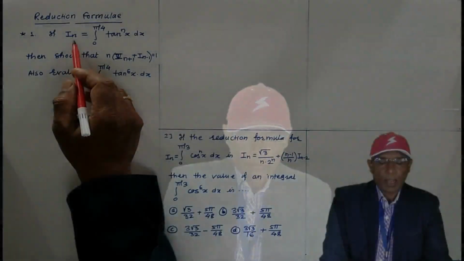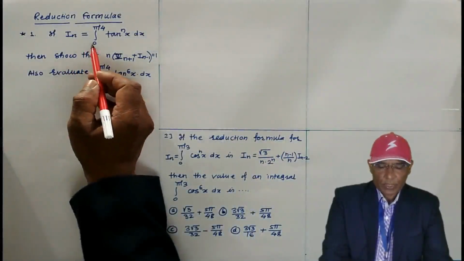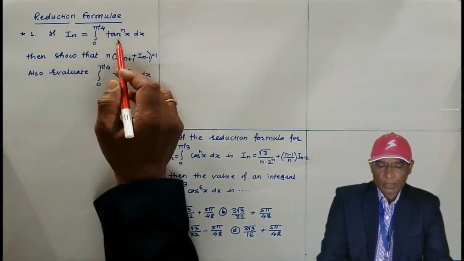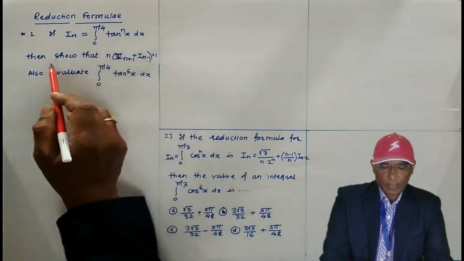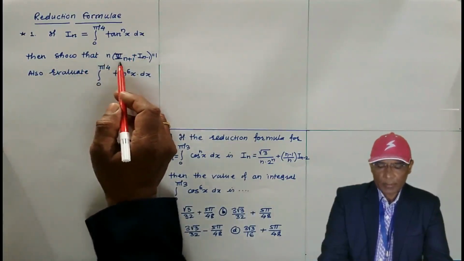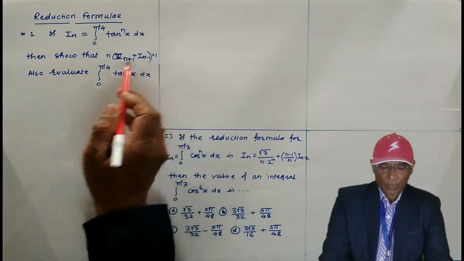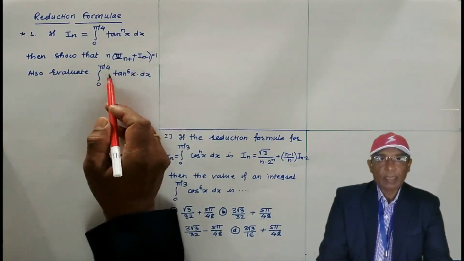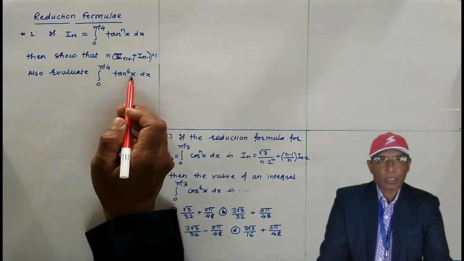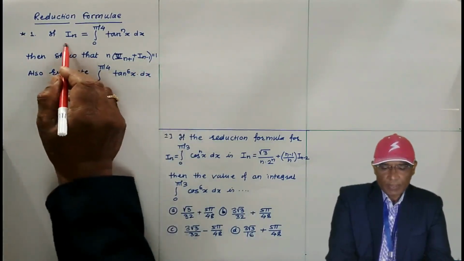In continuation to the video lectures of reduction formulae, in this video we are going to discuss a few more sums on reduction formulae, and those sums are short answer questions too. If In equals integral 0 to pi by 4 tan raised to power n, then show that n multiplied by (In plus 1 plus In minus 1) equals 1, and also evaluate integral 0 to pi by 4 tan raised to power 6 x. This integral is given.